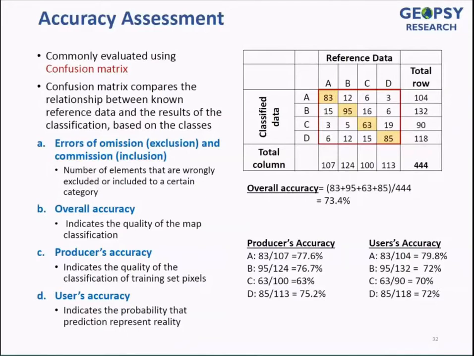And then the user's accuracy indicates the probability that a prediction, basically my classification, the results that I've got from my classification, how accurate is it in predicting my reference? When I compare it to the reference, how accurate is it? So these are some of the parameters that we can use to check whether our data is accurately classified.